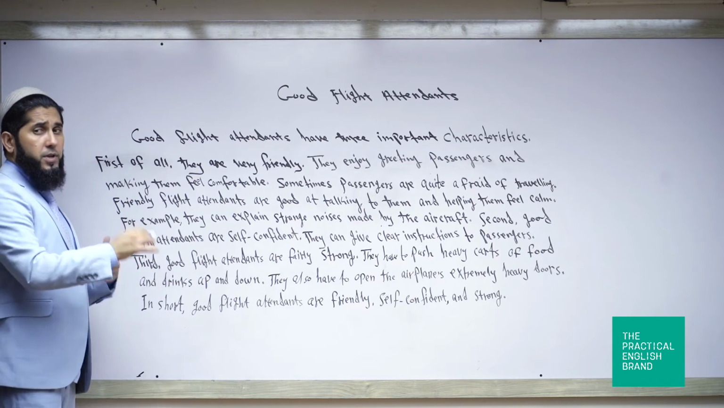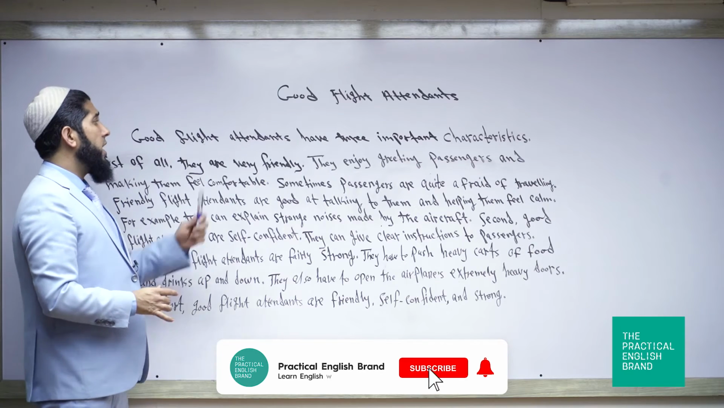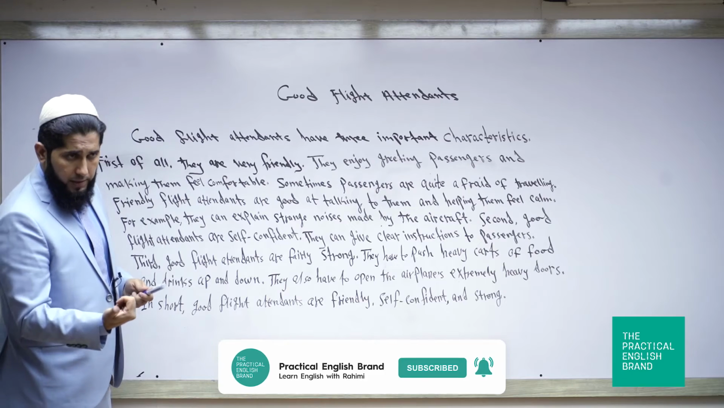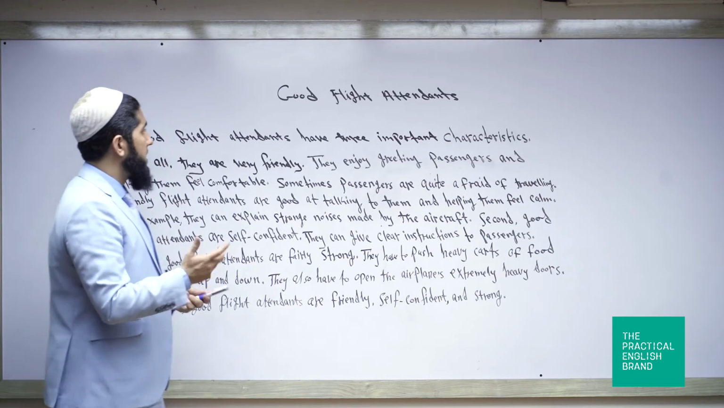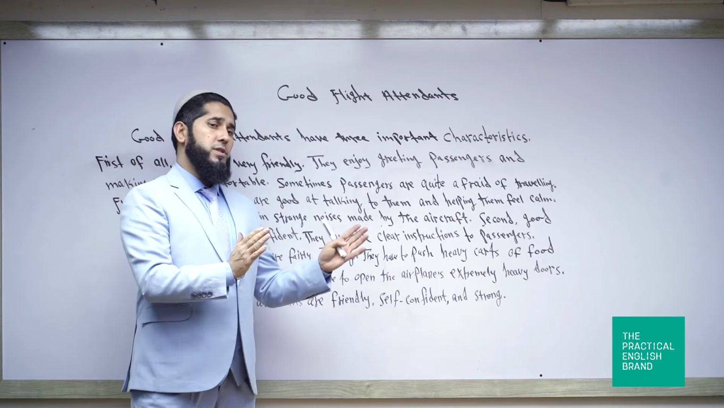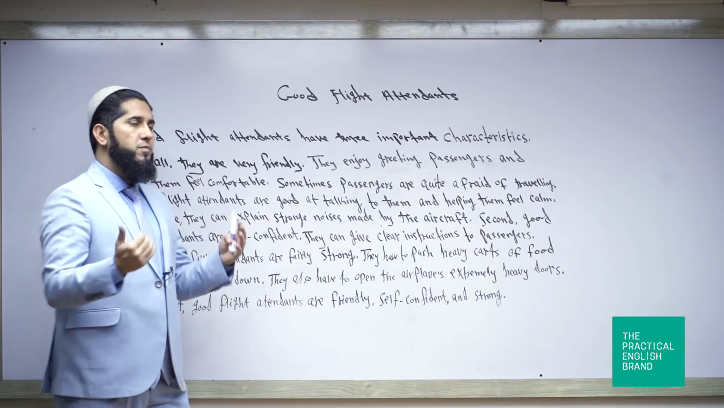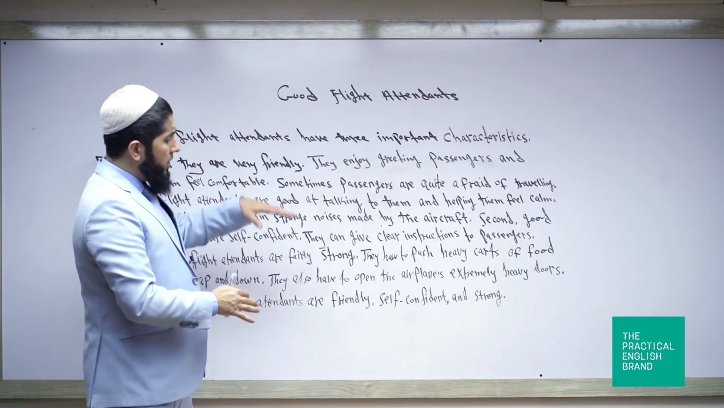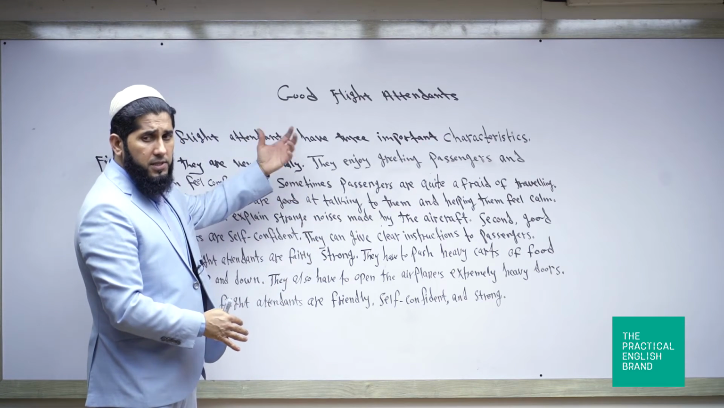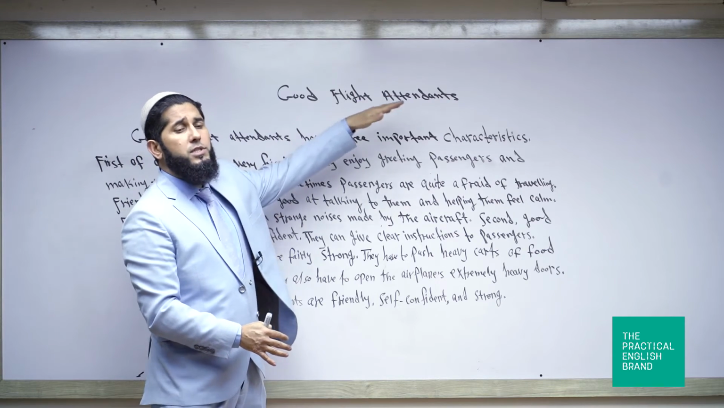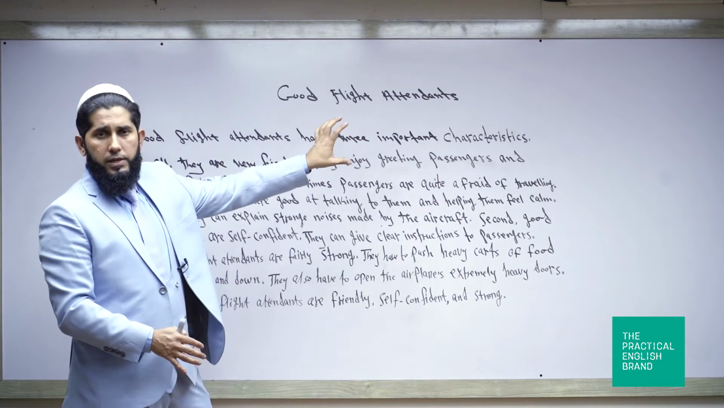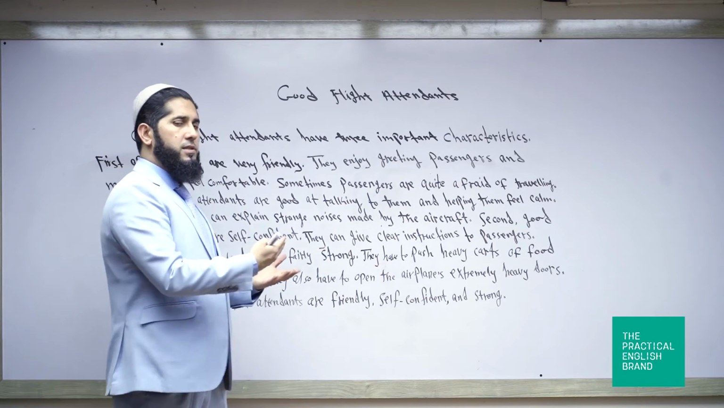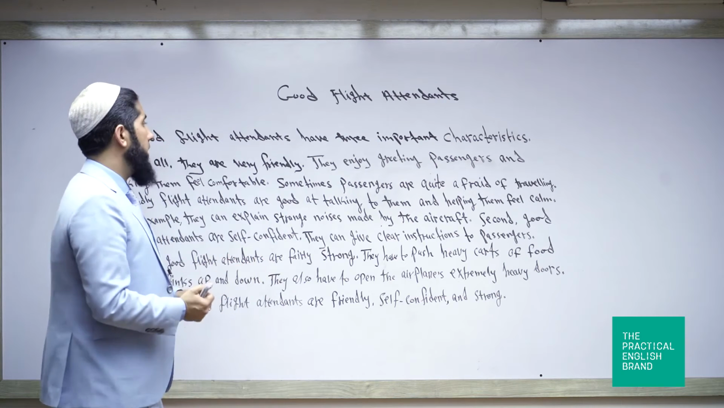Now look at the explanation once again. So we have the topic sentence, which contains the main idea. Good flight attendants have 3 important characteristics. This is the main idea. Now, if somebody reads this paragraph, they know that the rest of the paragraph will be discussing the 3 important characteristics of good flight attendants, okay? These 3 major points will be discussed in the body of the paragraph, right?